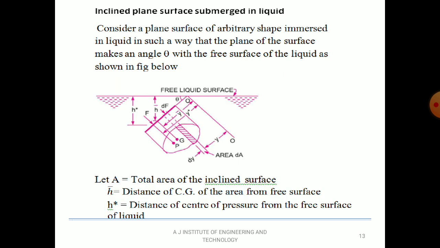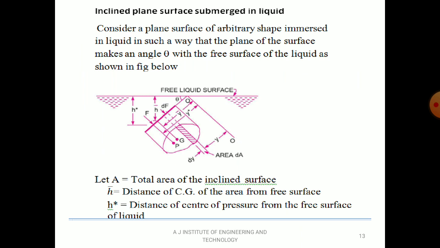So that's the expression. Next, let's go for inclined plane surface submerged in liquid. Inclined, as the name itself indicates, is to derive the expression for an object that is inclined at some inclination. So consider a plane surface of arbitrary shape immersed in a liquid in such a way that the plane of the surface makes an angle theta with the free surface of liquid, as shown in the figure below.